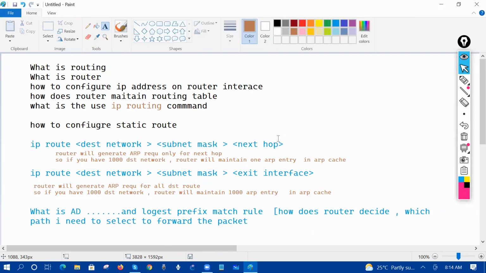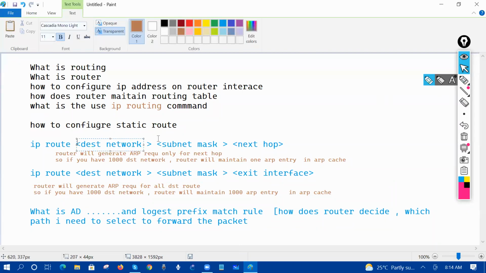Hey guys, tell me, am I done with this command? IP route destination network subnet mask, then exit interface, then next hop. Yes, you have done it. How to avoid the recursive lookup. Yes, perfect. So we have also done this command: IP route, destination network, subnet mask information, and we can call it exit interface, and then we have what we call next hop.